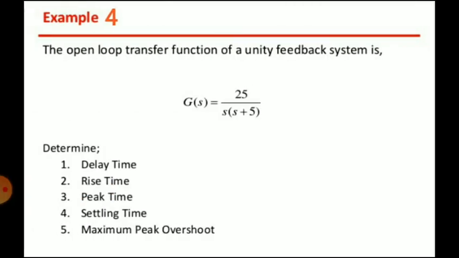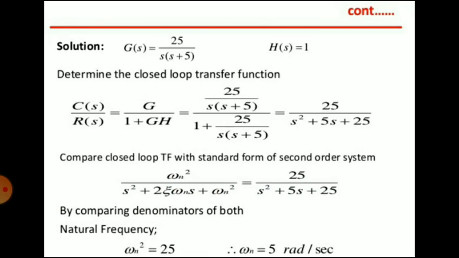In the next example, GS is given. GS equal to 25 upon S into bracket S plus 5, and you have to find out delay time, rise time, peak time, settling time, and maximum peak overshoot. GS and HS are given. Find out the closed loop transfer function. It is 25 upon s square plus 5s plus 25.